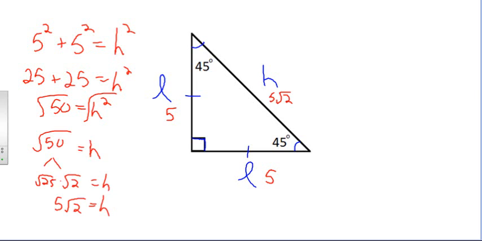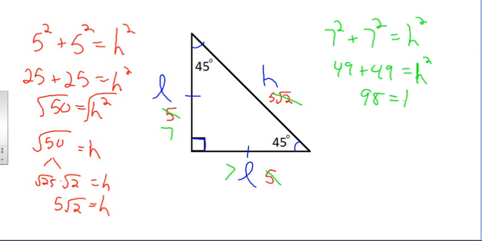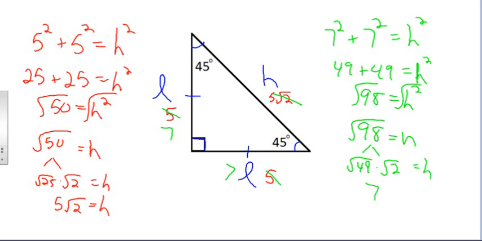If I were to do that a second time, with a different measure, I could say, what if L was not 5, but rather 7? That makes this leg down here 7 as well. Using the Pythagorean theorem again, a squared plus b squared is equal to c squared, I get 49 and 49, so h is the square root of 98. When I split apart the square root of 98, I get the square root of 49 times the square root of 2, which is 7 square roots of 2.